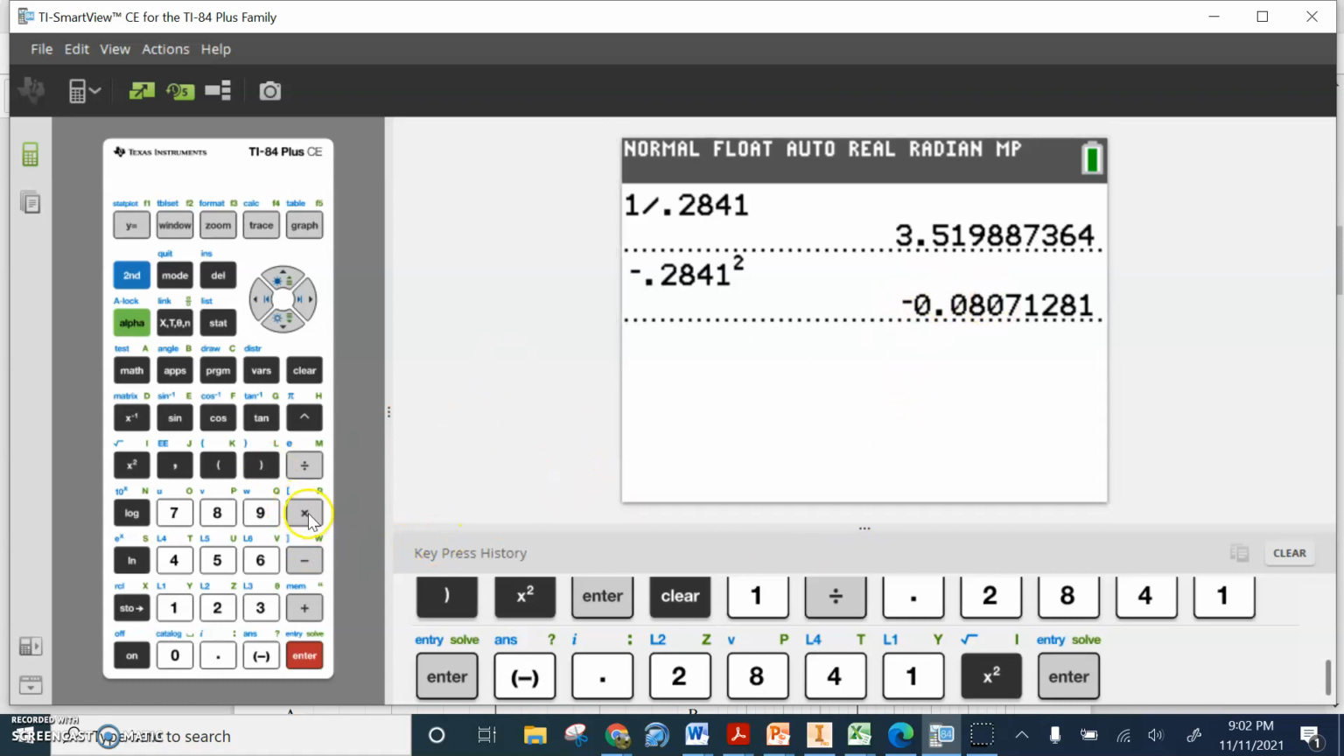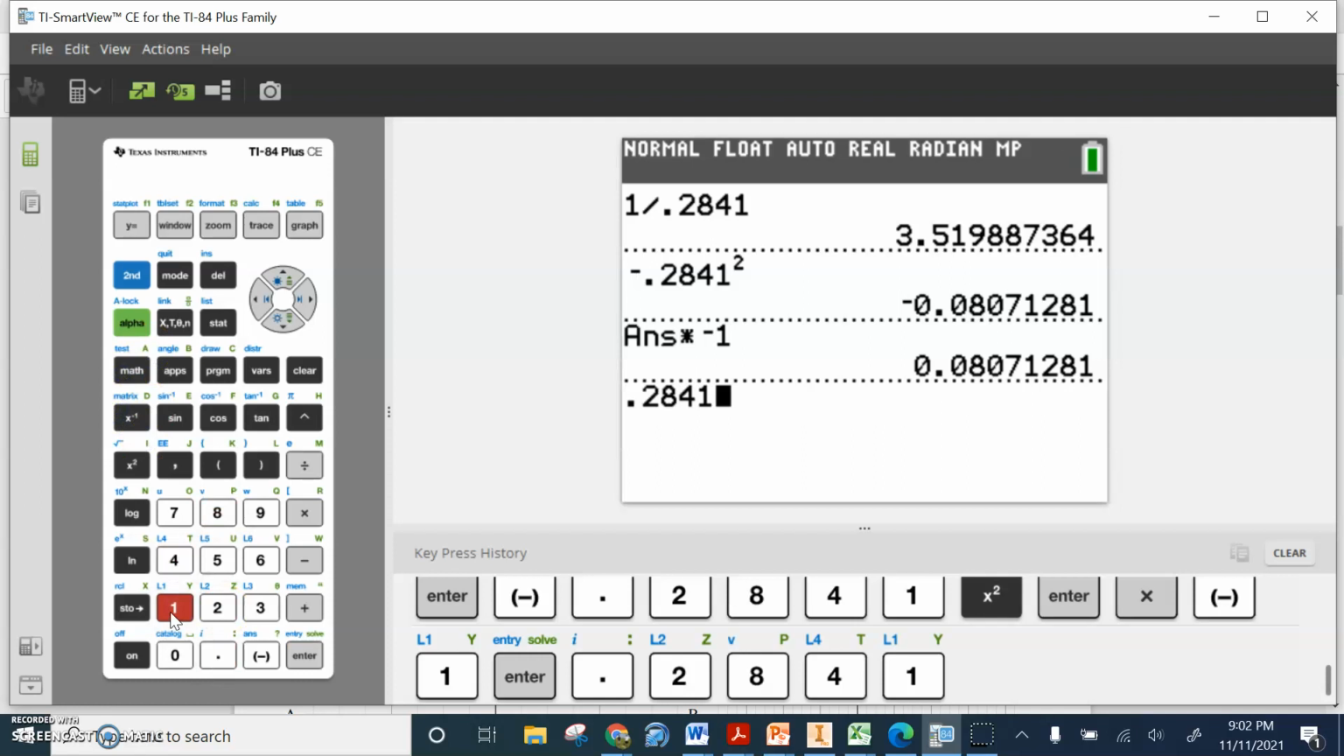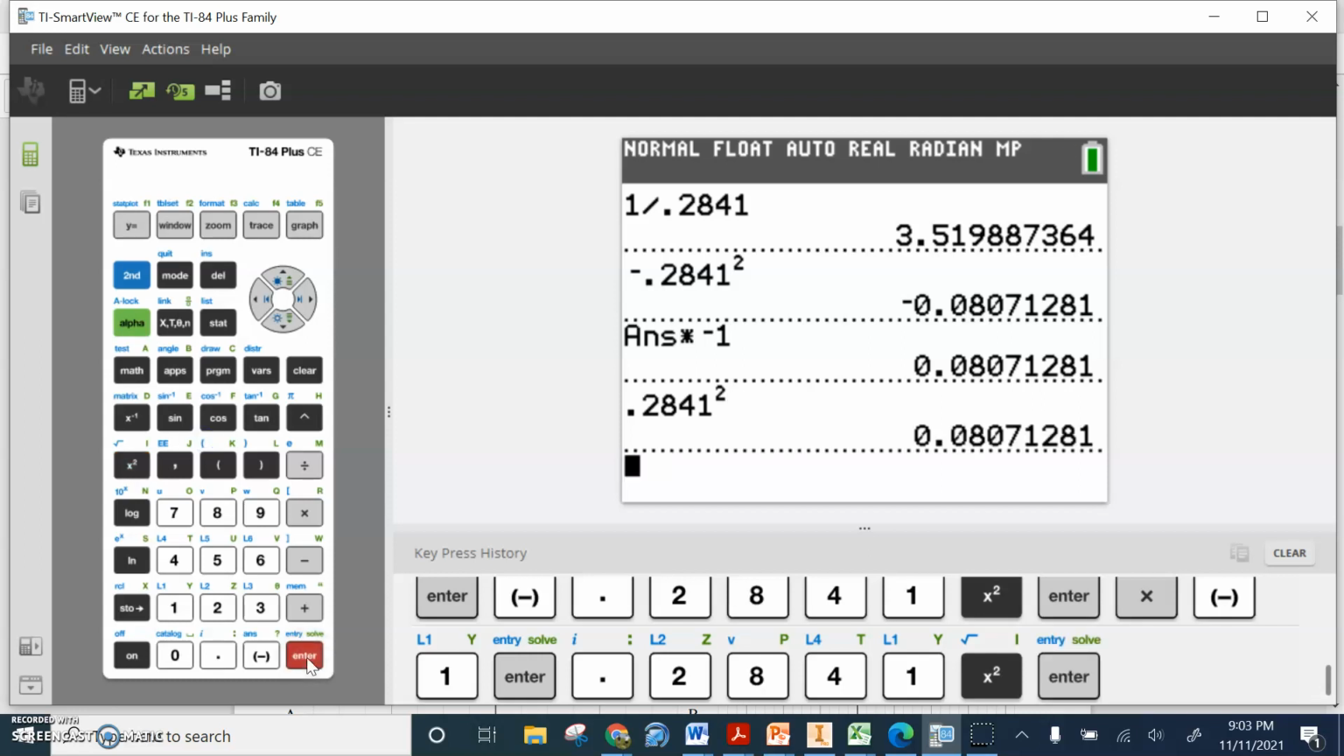I just need to take it times -1, right? That's one way to do it. But to eliminate that from being a problem, there's two ways. The first is, as I enter this problem, I don't have to put -0.2841. I can just say 0.2841 squared, because in my head, I know that I'm going to get a positive value. So to eliminate that from even happening, I can do that.